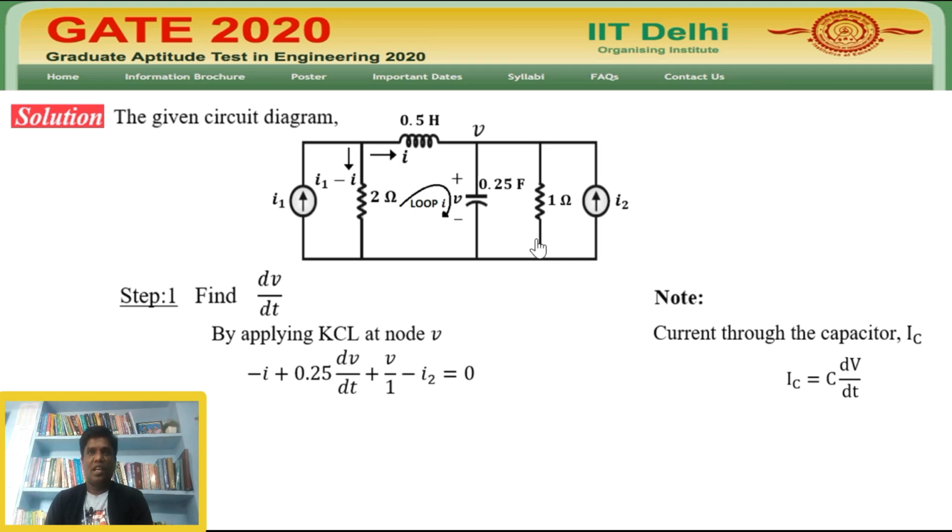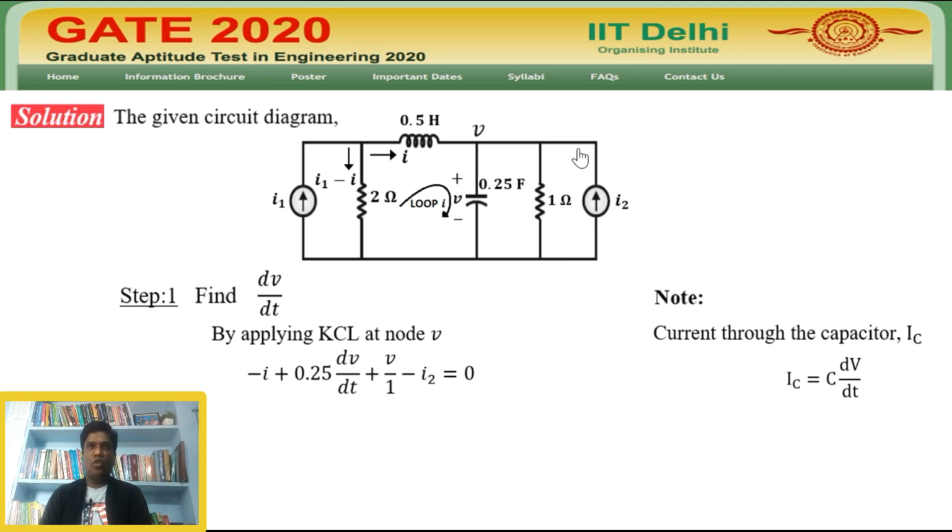Next, third path, the current through the resistor is I. Here the current flows from higher potential, positive, to lower potential, negative, which means the current is leaving the node, is plus V by R, or plus V by 1 ohm resistor. Next, fourth path, on the right hand side the I2 current is entering the node, so minus I2, equal to 0. In this equation, shift minus I, V and minus I2 to the right hand side. Then the equation will be 0.25 into dV by dt equal to minus V plus I plus I2.